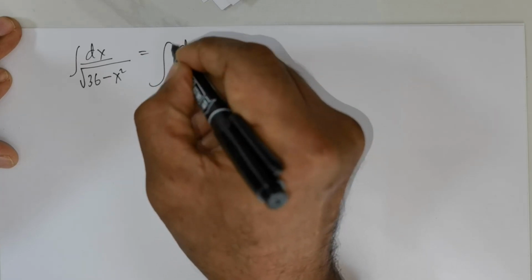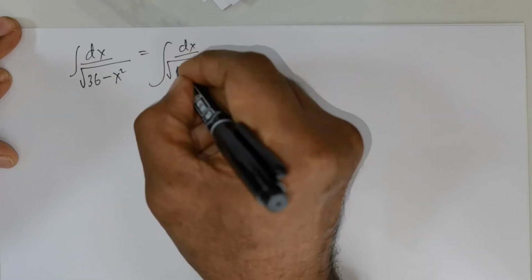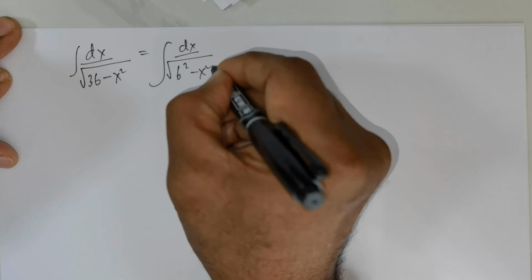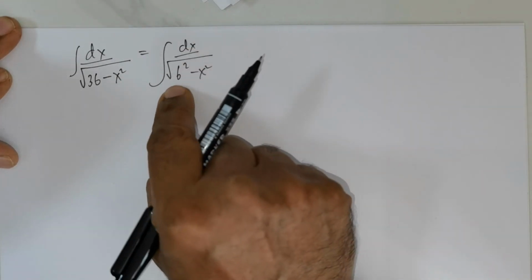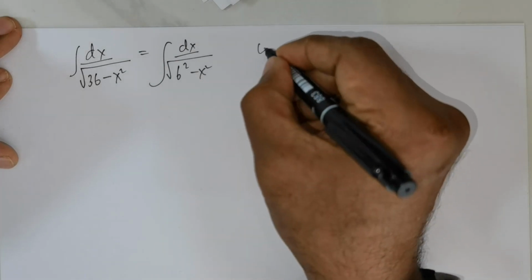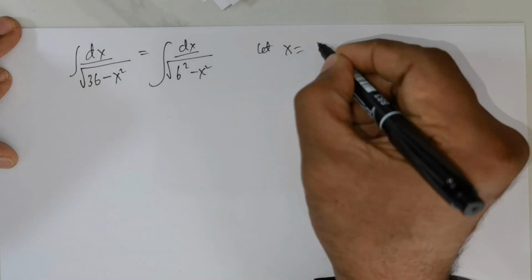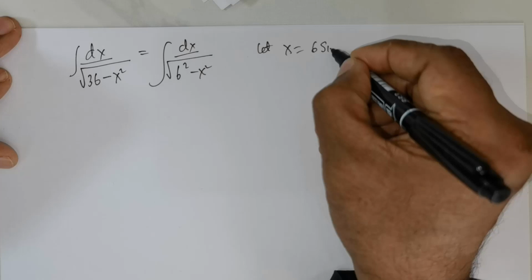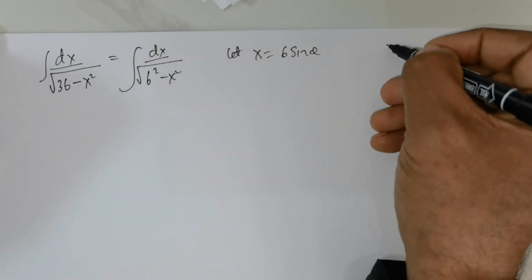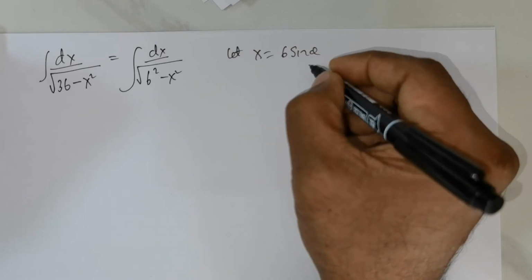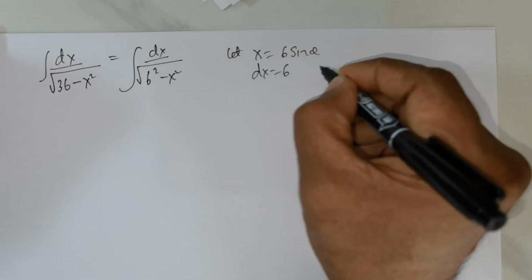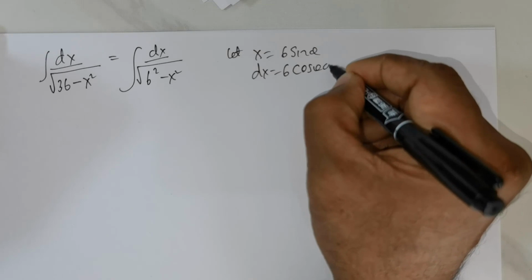Now this is actually rewritten as integral dx over the square root of 6 squared minus x squared. So as I mentioned to you in the start of this question, whenever you have a form like 6 squared minus x squared, I take the substitution as x is equal to 6 times sine theta. Of course you can take x is equal to 6 times cos theta, but I've told you the reason why I'm taking x is equal to 6 times sine theta. So if I were to differentiate, I get 6 times cos theta times d theta.